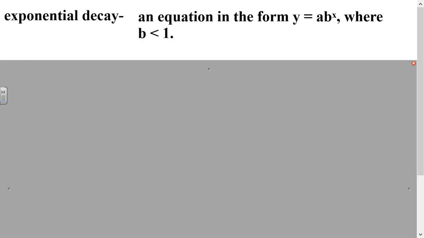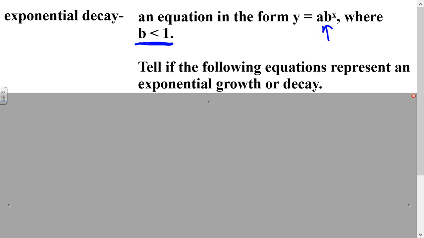So the definition of exponential decay is when you have an equation in the form y equals a times b to the x power, and b is less than 1. So if b is less than 1, if that number that's attached to the x as the exponent is less than 1, then it's going to show exponential decay. And we learned in the last section that if b is greater than 1, then it's going to show exponential growth.